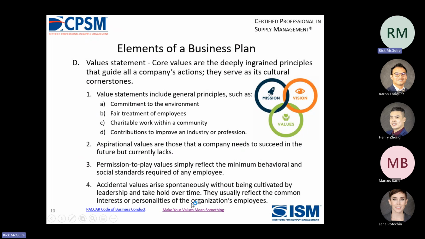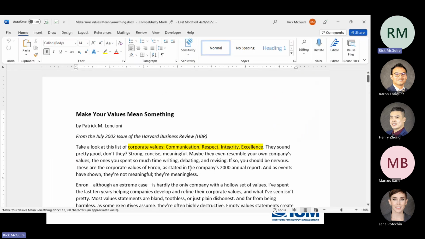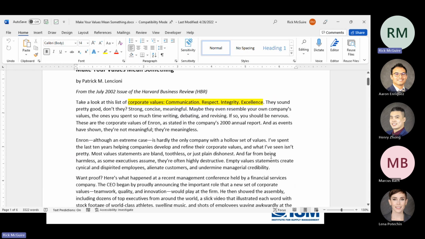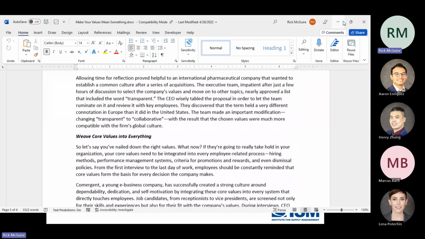This is an article that I found interesting. I don't know if you guys remember the company Enron, but Enron was the guys that brought us the SOX legislation because they were so crooked. But here's their corporate value: communication, respect, integrity, and excellence. So just because you write it down doesn't mean that you practice it. That was Enron's corporate value. But the guy talks about value statements. And this one's a little bit longer, but not too bad.